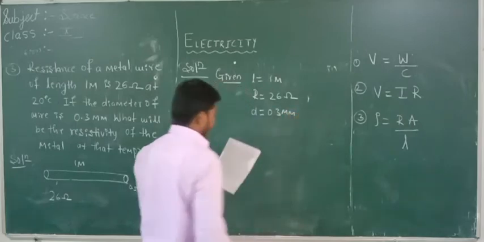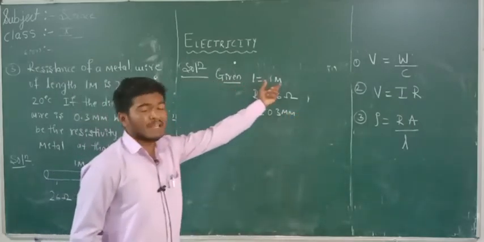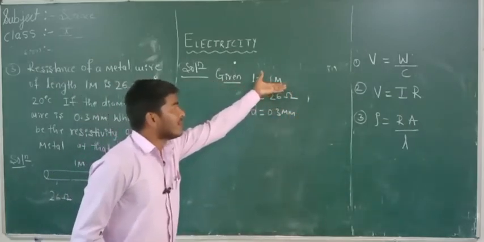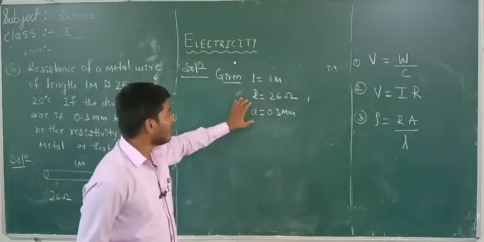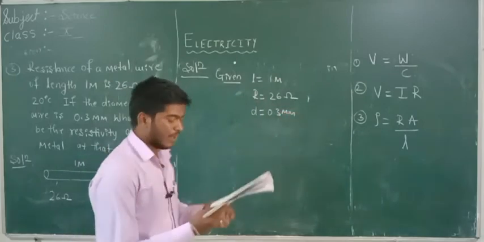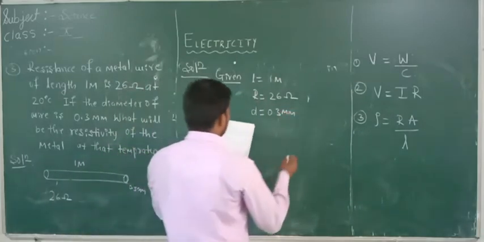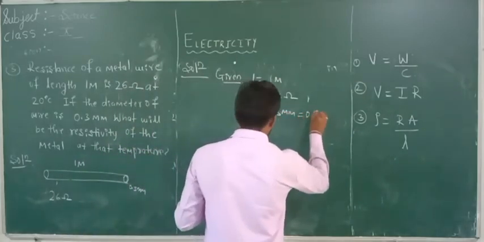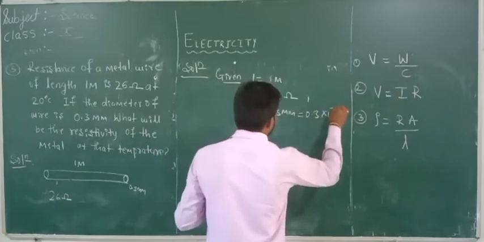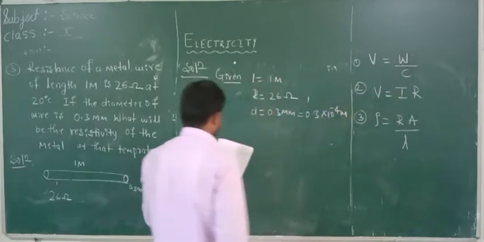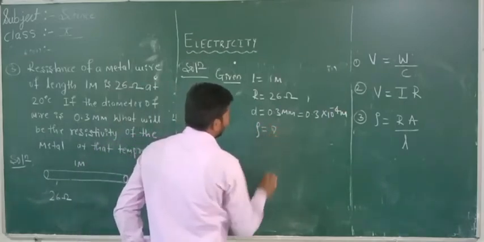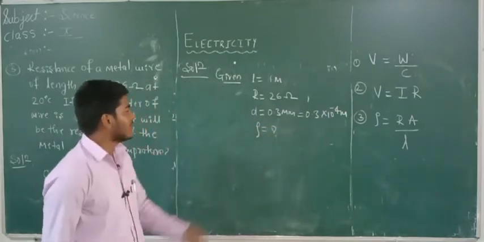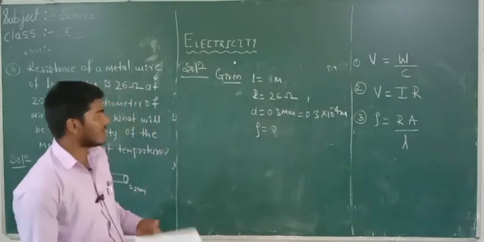mm. See, listen here. The length of the wire is given in meters, so we are going to convert the diameter of the wire in terms of meter. That is, D is equal to 0.3 into 10 raised to minus 4 meter. So what are they asked? Rho is equal to what? Resistivity of the wire.